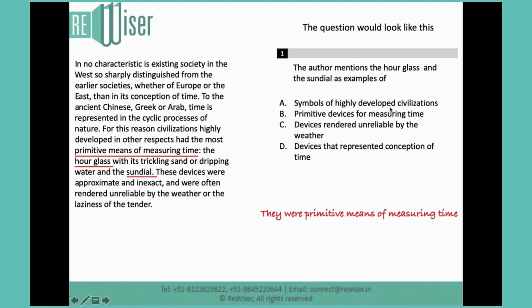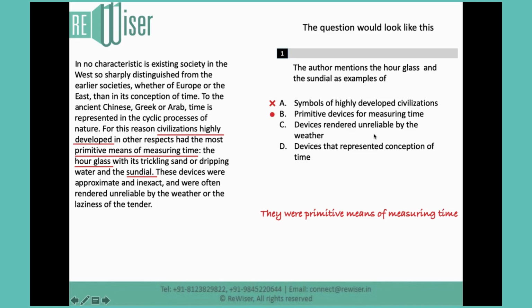Option A, symbols of highly developed civilizations. Now, I did read something about highly developed: "civilizations highly developed in other respects had the most primitive means of measuring time." So these two were primitive means of measuring time. They were not symbols of highly developed civilizations, just misleading. Option B, primitive devices for measuring time, primitive means of measuring time, looks good, keep B.